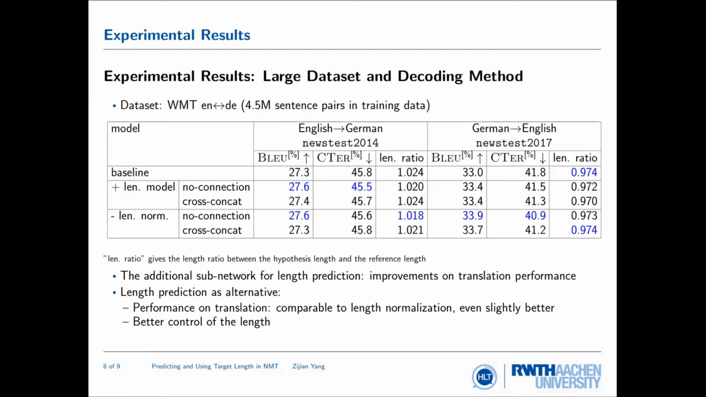Moreover, the predicted length successfully serves as an alternative to length normalization, with a comparable performance regardless of whether the inference tends to be longer or shorter than the reference. The ratio when using the predicted length is slightly better than using the length normalization, which shows better control of the length.